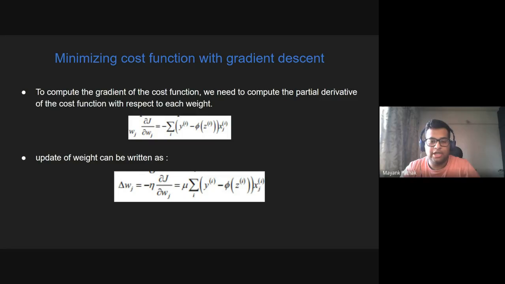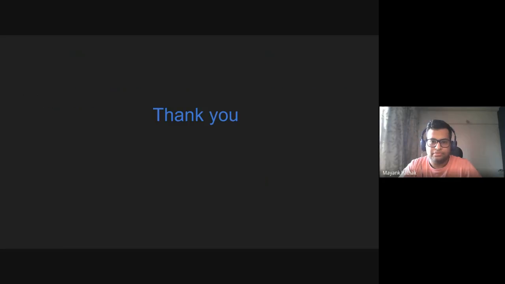And exactly how that cost function is minimized is by taking the partial derivative. To compute this gradient, we take the partial derivative of the difference between the true class value and the predicted value, multiplied by its feature, and then that change is again updated in the perceptron learning rule.